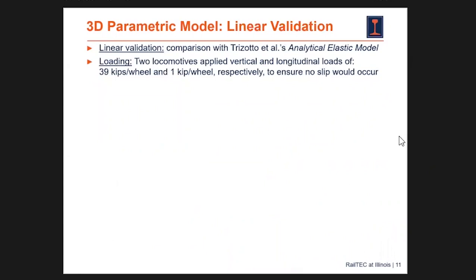And so we needed to validate this. We validated it against another validated model that was done by Mateus as well, this Trizotto et al. analytical elastic model. Basically, this non-linear approach is an advancement upon his initial work for his master's. And it was validated using field data out on Norfolk Southern. And so we've got 2 locomotives applying vertical and longitudinal loads, respectively. And we have such a low longitudinal load just to make sure that no slip occurs.